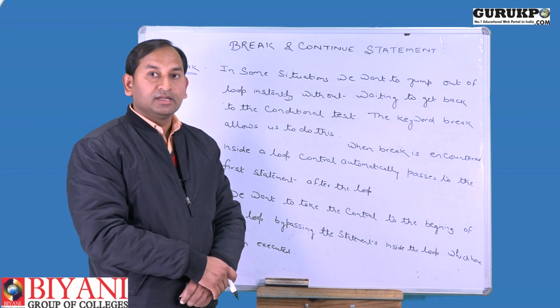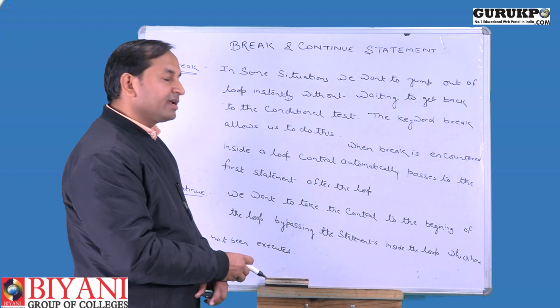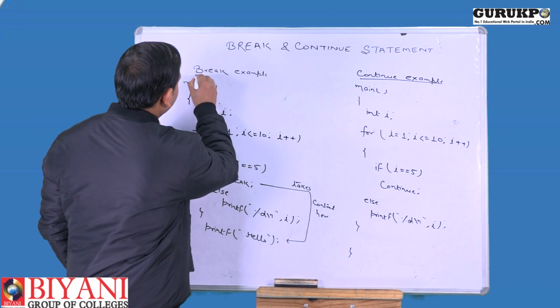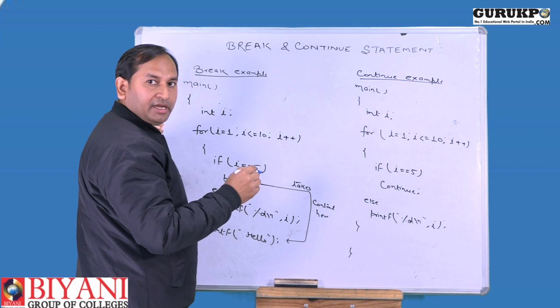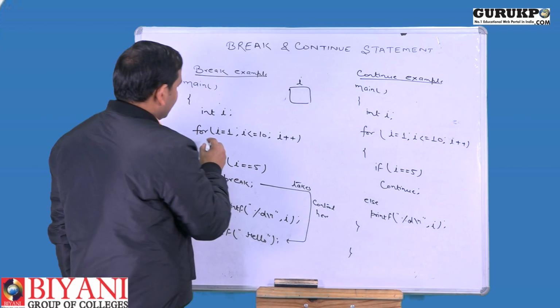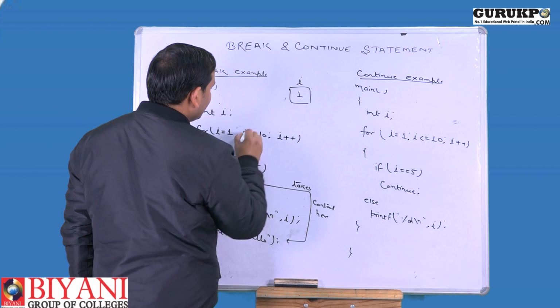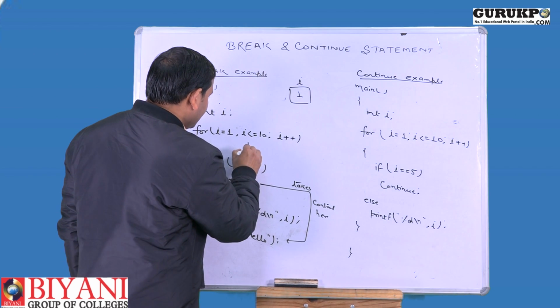Now we are taking different examples to learn how break and continue will work. First, we are taking a break example. Here we have an integer type variable I. There is a for loop, I assigned 1. So the value of I is 1, and 1 is less than or equal to 10. The condition is satisfied. Control goes inside the for loop.